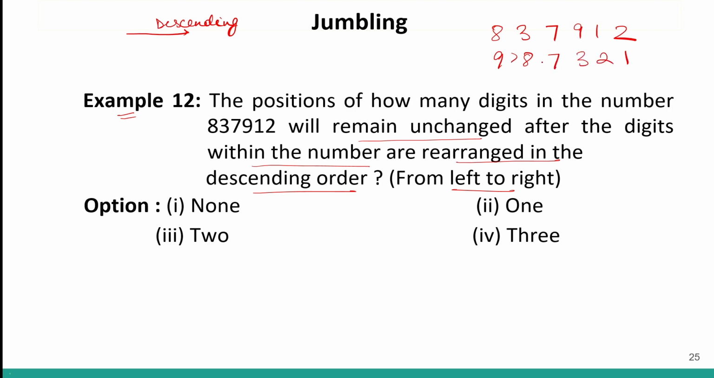This is descending order. 9 is greater. Correct. So this is the descending order. We are supposed to know how many digits remain unchanged. So when I look at this position, I can see that only 7 is the number which is unchanged. So our answer will be option number 2, which is 1. Only 7 is the number which has remained unchanged.